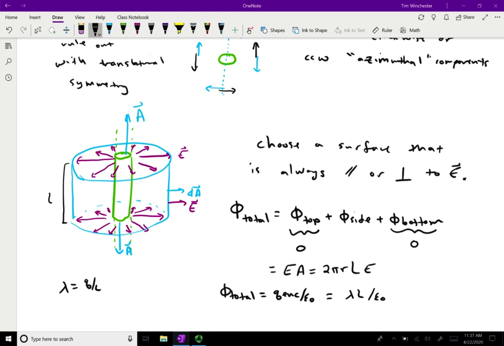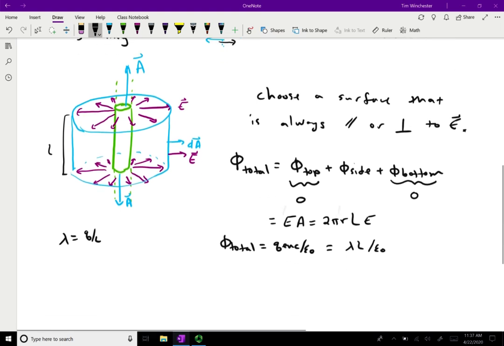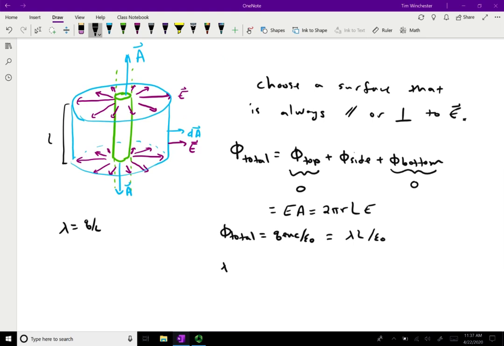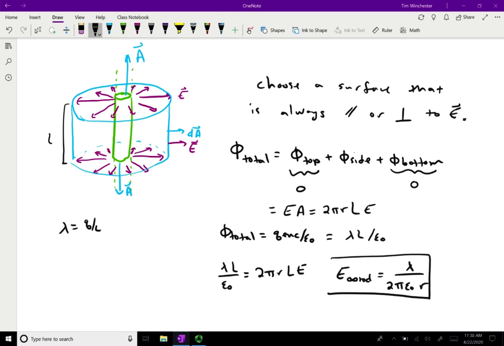Okay, so then finally, I just set those two things equal to each other. The total flux, which is lambda L over epsilon naught, is equal to 2 pi r L times E. And then if I solve for E for an infinite rod, then what I'm going to get is the L's will cancel, and I'll have lambda over 2 pi epsilon naught r, where r is just the distance from the rod.